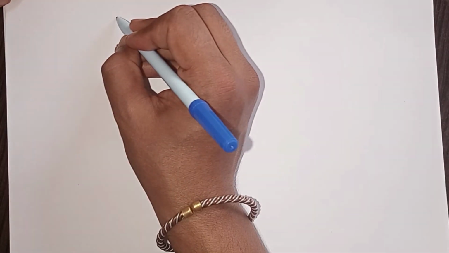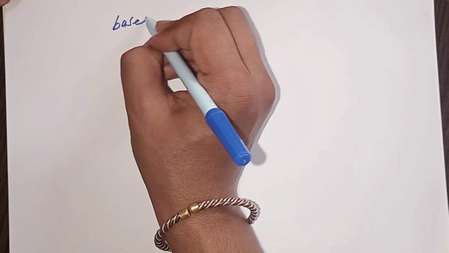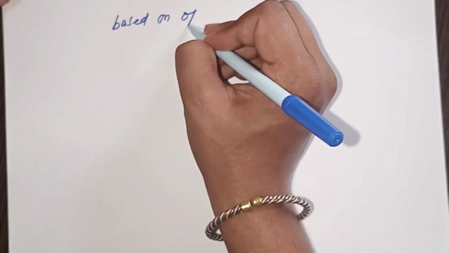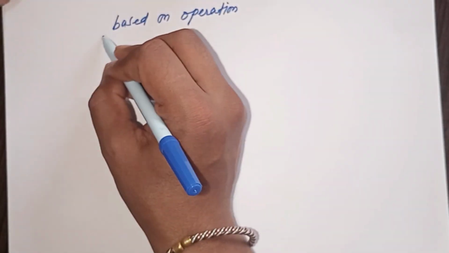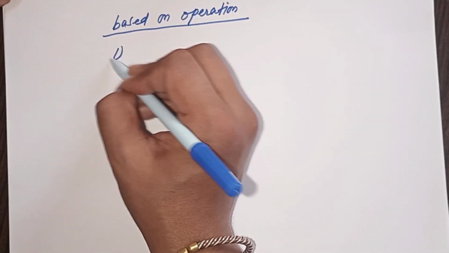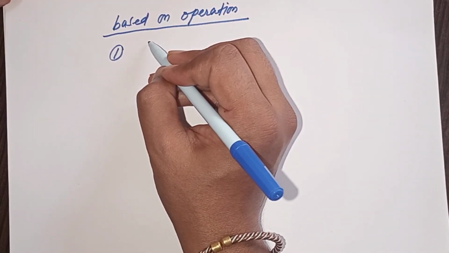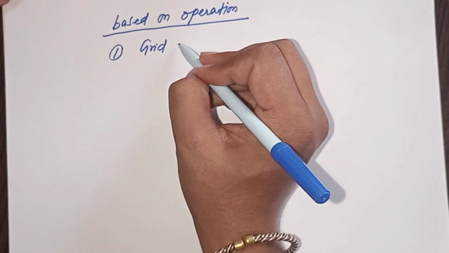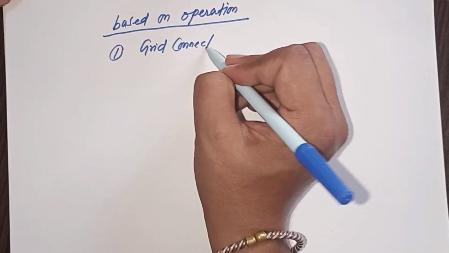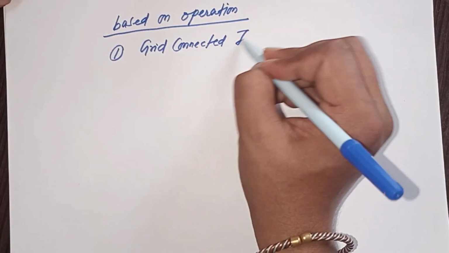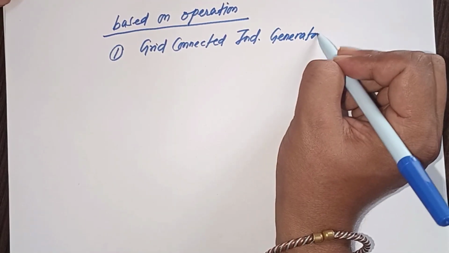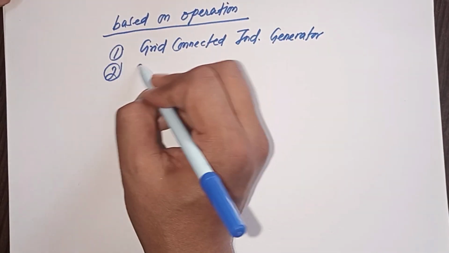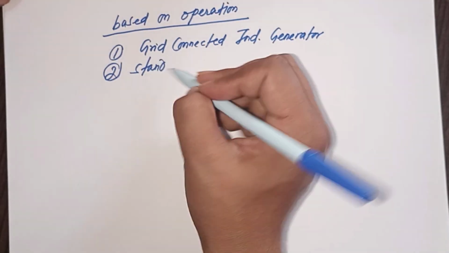Based on operation, induction generator can be classified into two types. First is grid connected induction generator, and second is stand-alone induction generator.